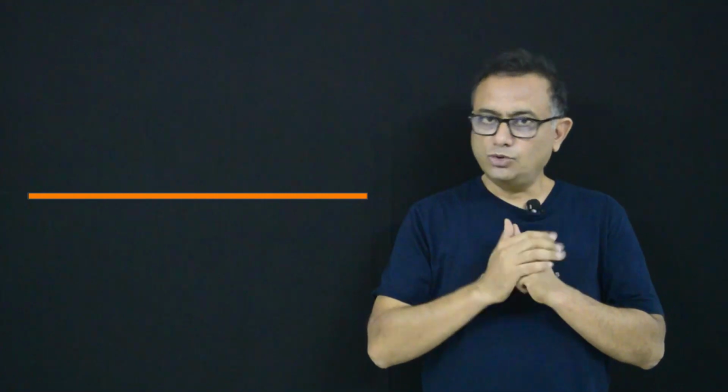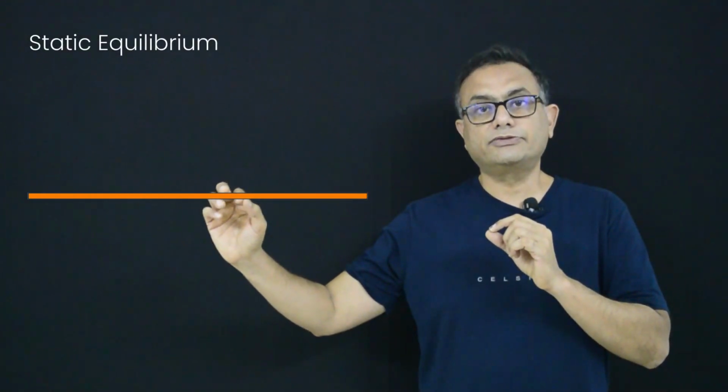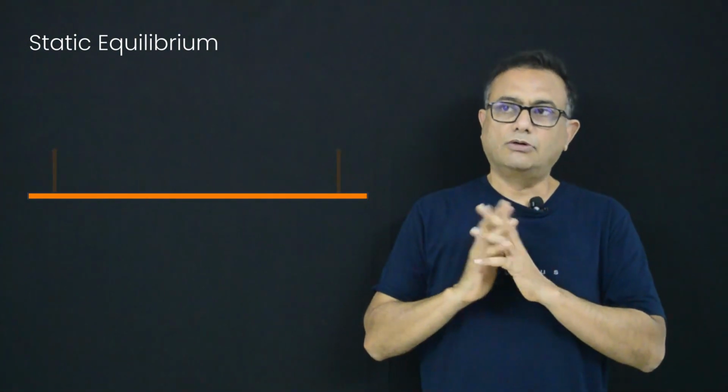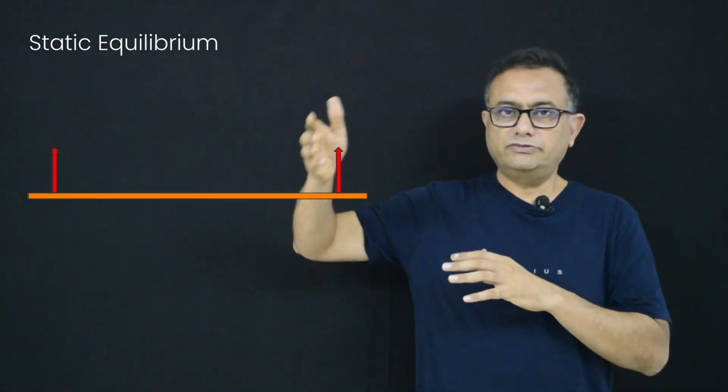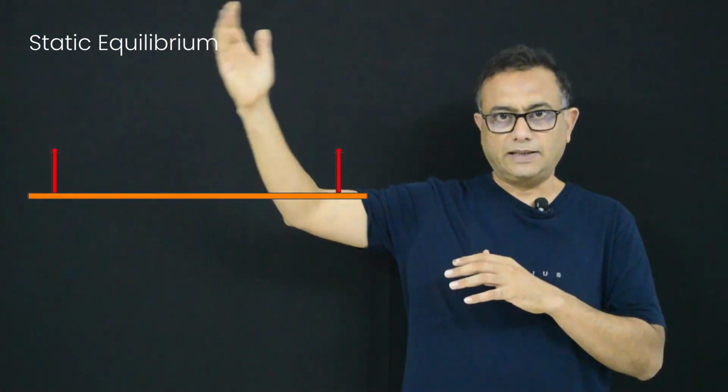Essentially two conditions. The first condition is that the algebraic sum of forces acting on the beam should be equal to 0. What do we mean by this? Supposing we are applying force in the upward direction. There are two forces acting in the upward direction.